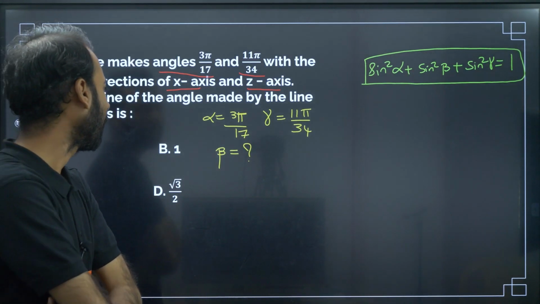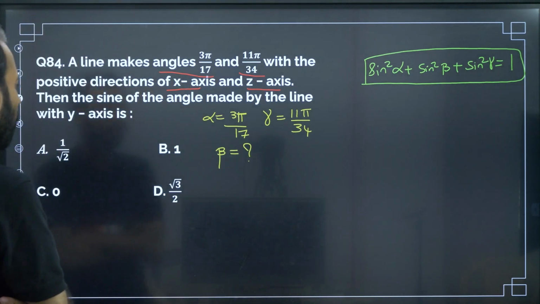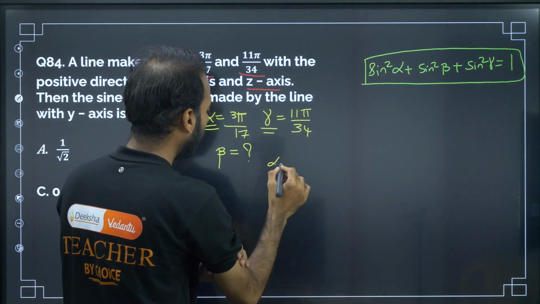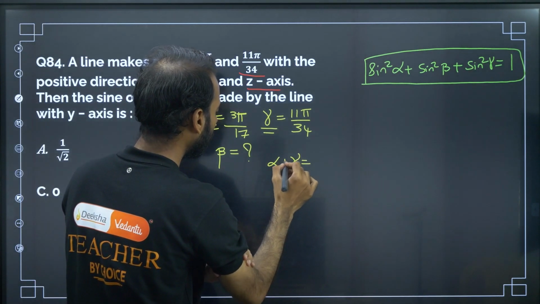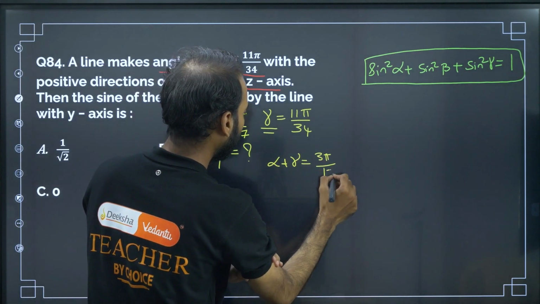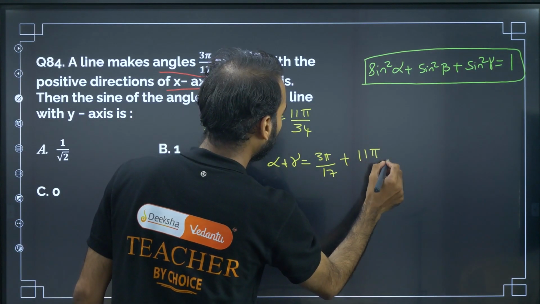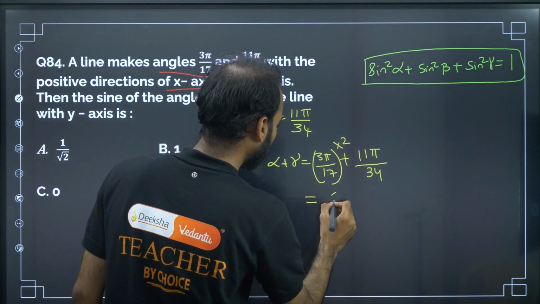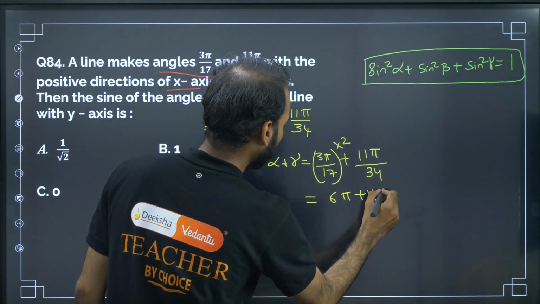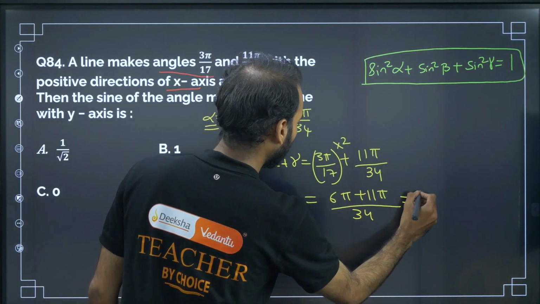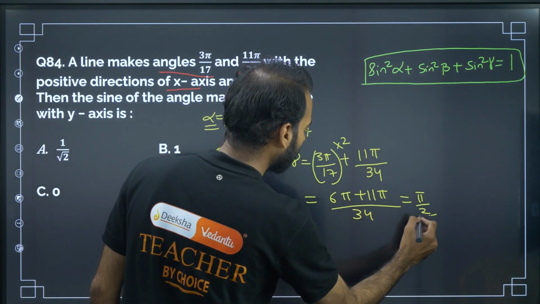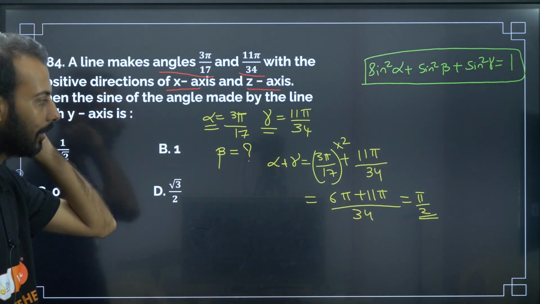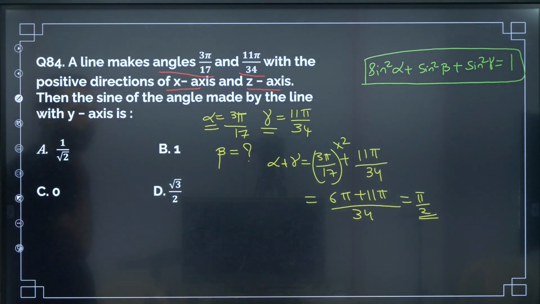3 pi by 17, 11 pi by 34. So if you try to add alpha and gamma, alpha plus gamma, one observation you do, this is 3 pi by 17 plus 11 pi by 34. So let me multiply 2 here. So 6 pi plus 11 pi by 34, which is equal to 17 pi by 34, which is equal to pi by 2. So if two angles alpha plus gamma is 90 degree, that means they are complementary angles.